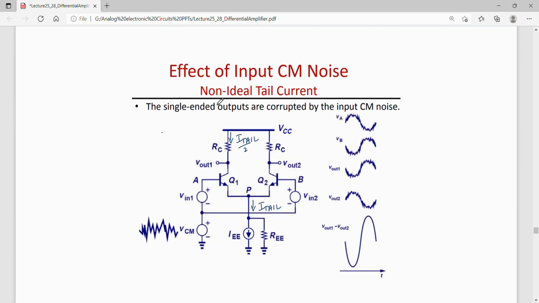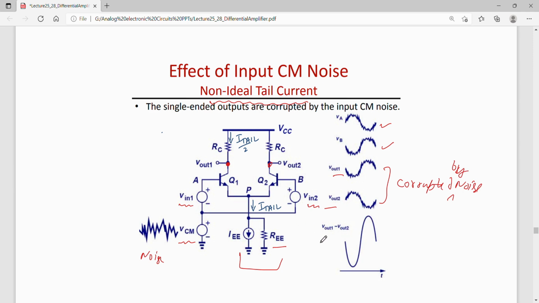And if we compare this with the case when the current source was non-ideal, that is, a non-ideal tail current source was present because of finite impedance, and in this case also let us consider differential inputs at A and B, and a common mode signal or some noise is now present at both these two inputs. Now the effect of this noise signal present at A and B is that my single-ended outputs Vout1 and Vout2 are also corrupted by noise. Okay. So these are corrupted by noise.